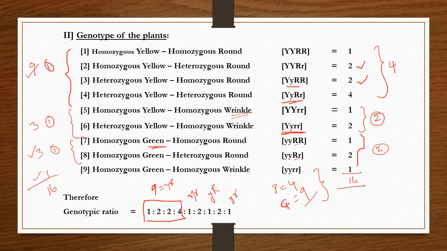So this genotype 1 is to 2 is to 2 is to 4 is the yellow round genotype. 1 is to 2 is the yellow wrinkled genotype, 1 is to 2 is the green round genotype, and 1 is the green wrinkled genotype. So the genotypic ratio is 1 is to 2 is to 2 is to 4 is to 1 is to 2 is to 1 is to 2 is to 1. Total it is 9 genotypes representing 4 phenotypes.